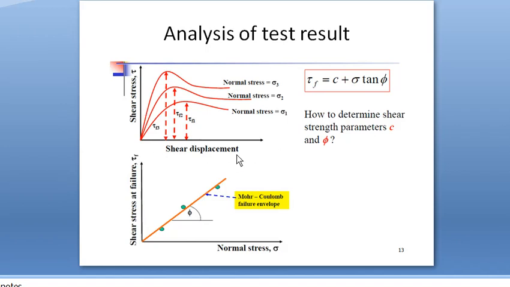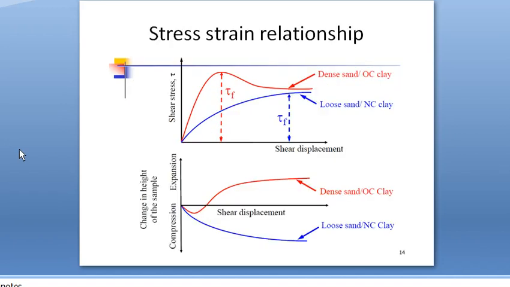This graph shows the variation of stress and strain. Shear displacement means strain. So stress strain graph that you know. Next is stress strain relationship. This first figure shows the variation of shear stress with shear displacement, that is stress and strain. For the loose sand and dense sand, variation is different. In the case of dense sand, for lower values of strain itself, the stress value increases to a peak value, then the stress becomes constant. But in the case of loose sand, the stress varies gradually with respect to strain. This is the stress strain relationship for dense sand and loose sand.